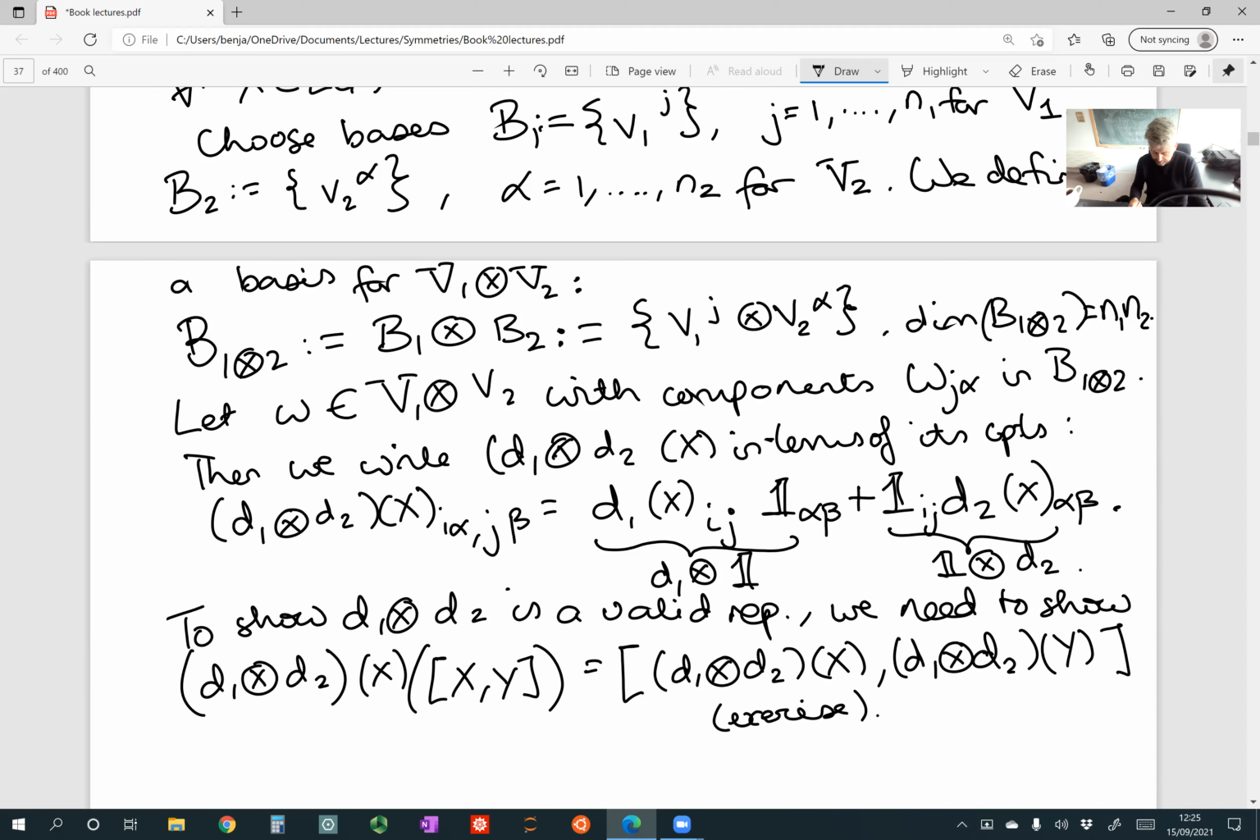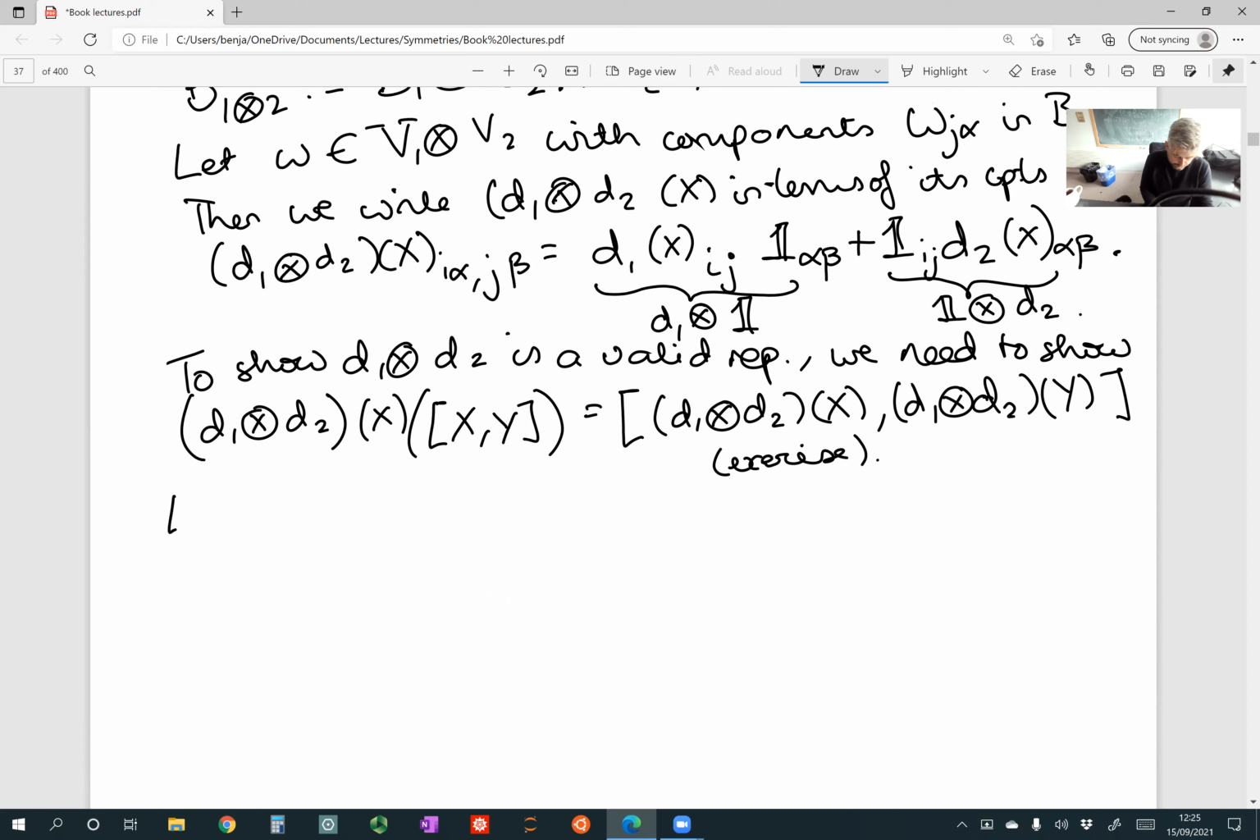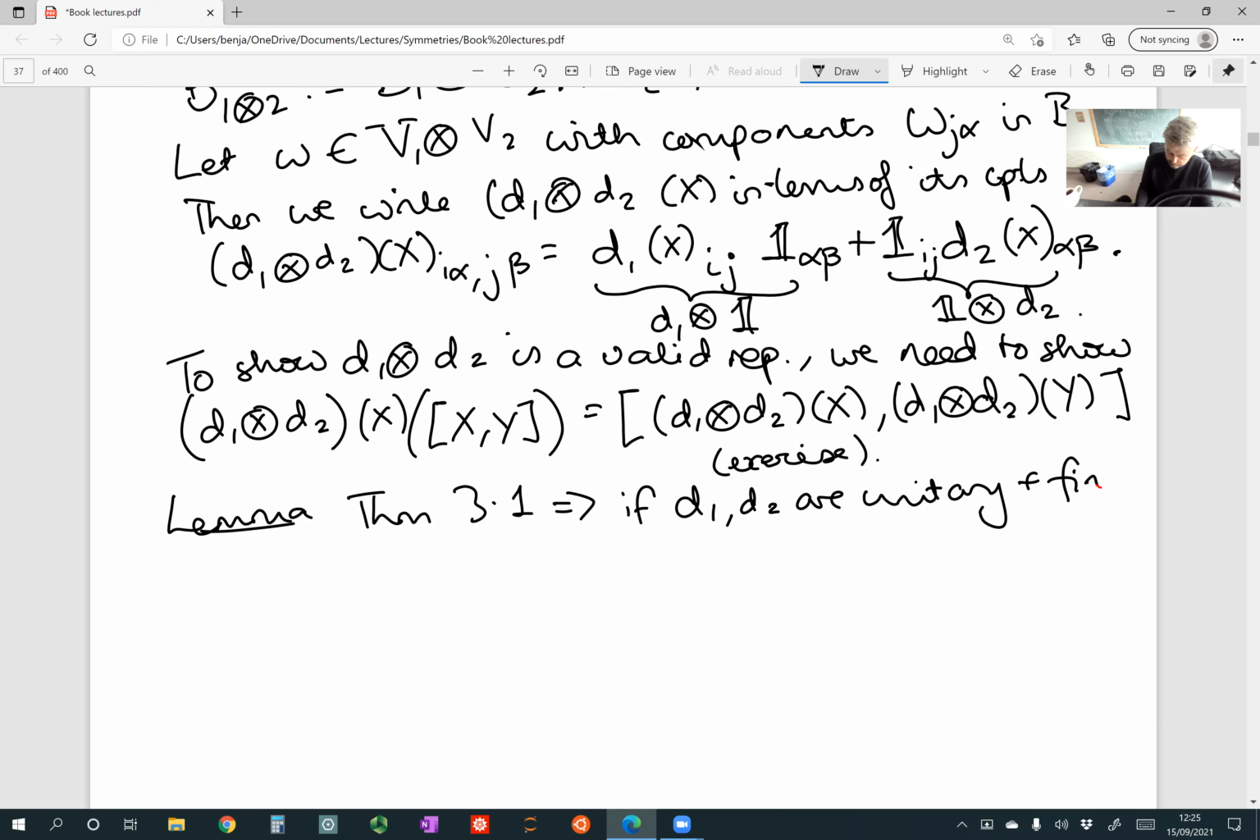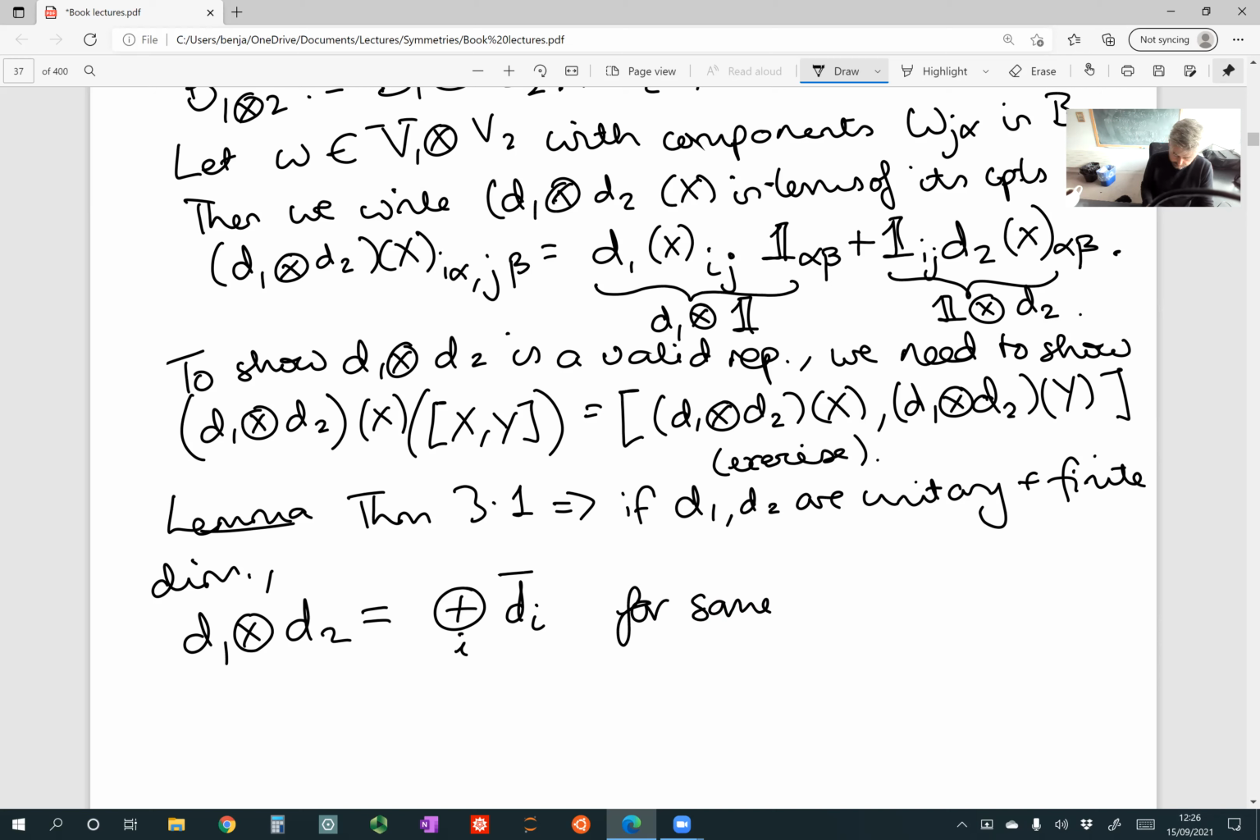Now, there's an important lemma here. Theorem 3.1 implies that if D1 and D2 are unitary and finite dimensional, then D1 tensor D2 is written as a direct sum of some other irreps. Let's call those D tilde actually.